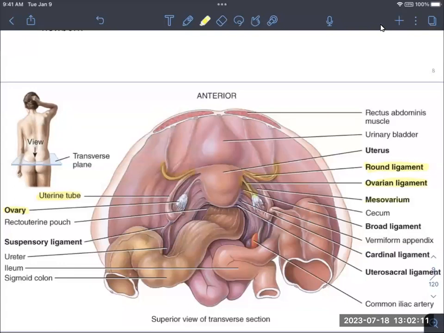You can see that mesovarium through this area between that uterine tube and those ovaries, we have that broad ligament. This is the area between the ovaries and the uterus. These are all helping to hold these different structures in place.